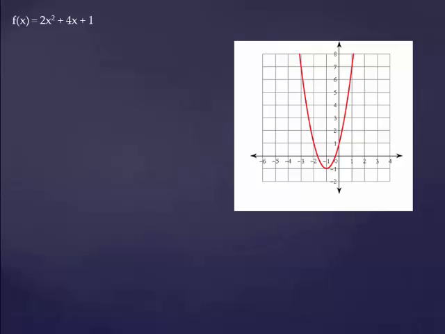Okay, so why don't you try this one? Say when you're ascending and descending and what the min max is. And then unpause the video and come back and check your work. Okay, so we're ascending from the point -1 to infinity. We're descending from -infinity to 1, and our minimum is -1, -1.